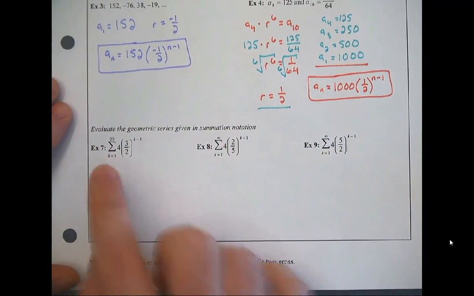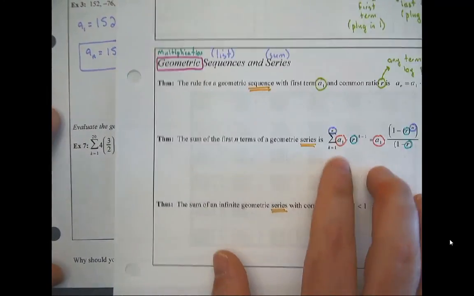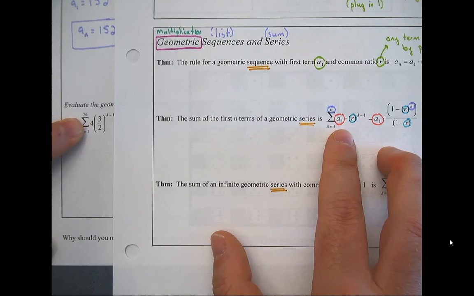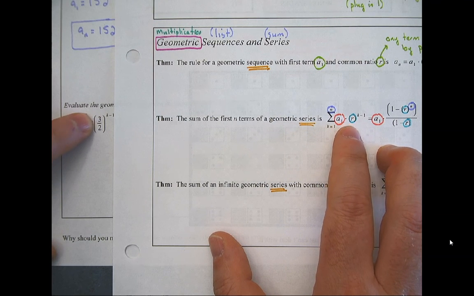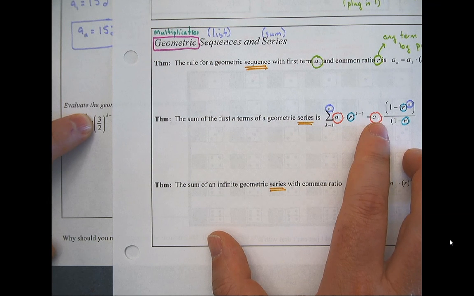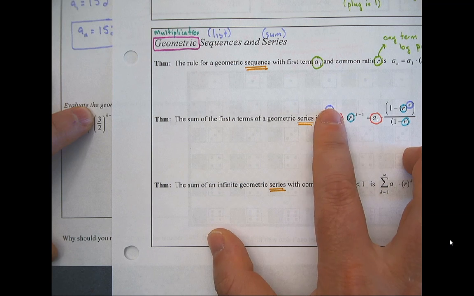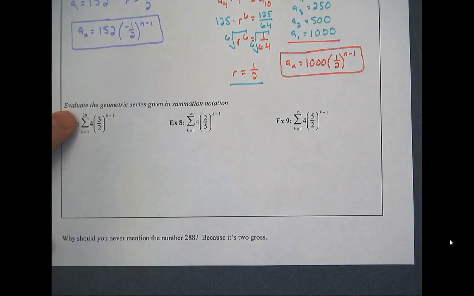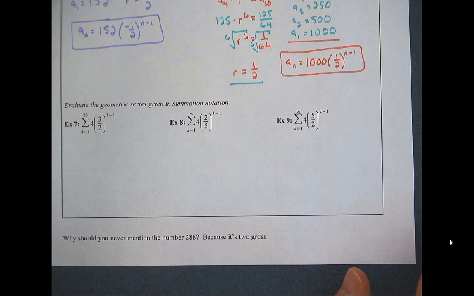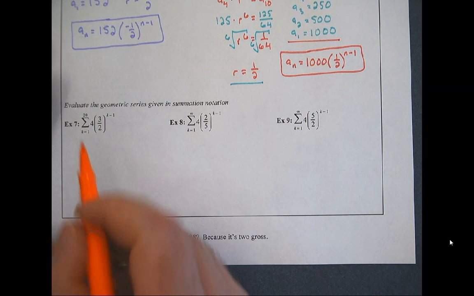So in this case, who is in the same spot as a sub 1? A sub 1 is 4. What is r? R is in the same spot as 3/2. So I'm going to put 4 here. I'm going to put 3/2 here, and then how many terms are we going? Looks like we're going 20 terms. So this one's a little bit messier of a formula, but it's still just plug and chug.